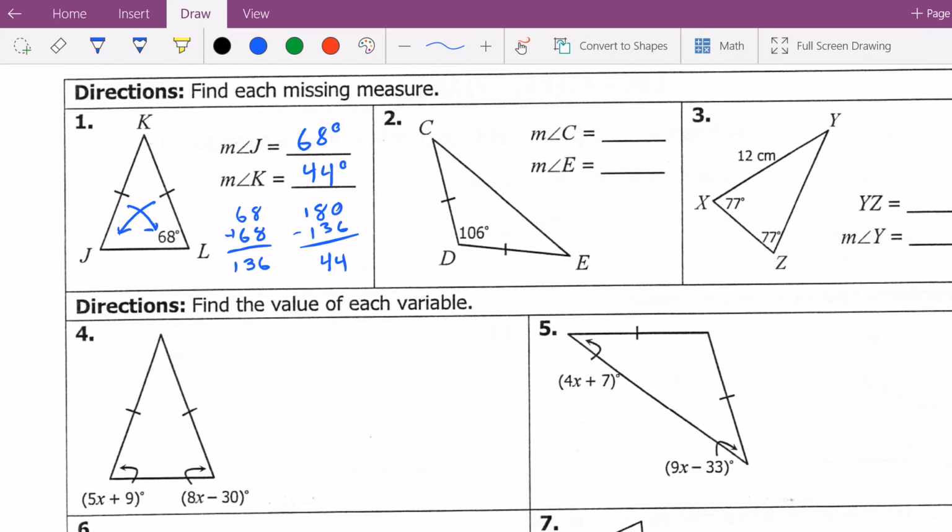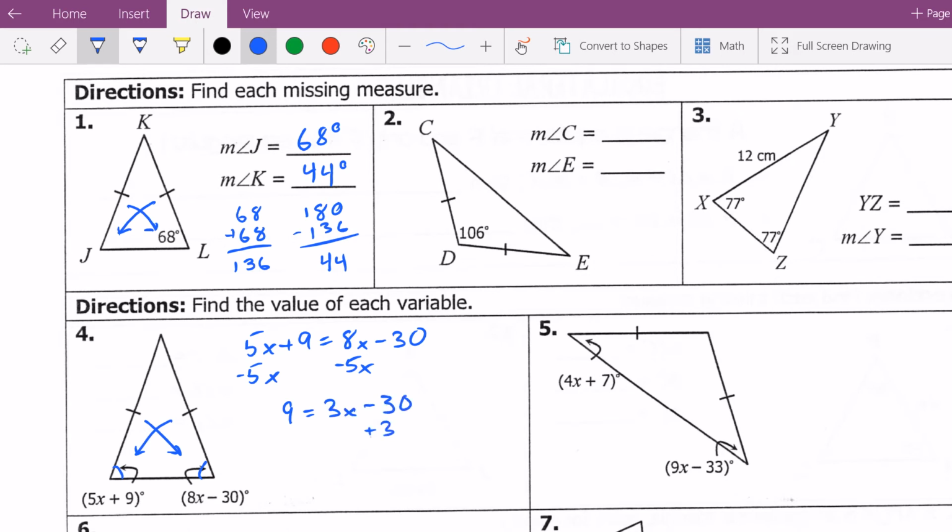In example 4, we have two sides that are congruent, which would mean that the angles across from them have to be congruent to each other. We do not have values for it, but it wants us to find each of the variables. Since these two have to be congruent to each other, that means that 5x plus 9 equals 8x minus 30. We have to solve for x, so subtract 5x from both sides. Ends up giving us 9 equals 3x minus 30.